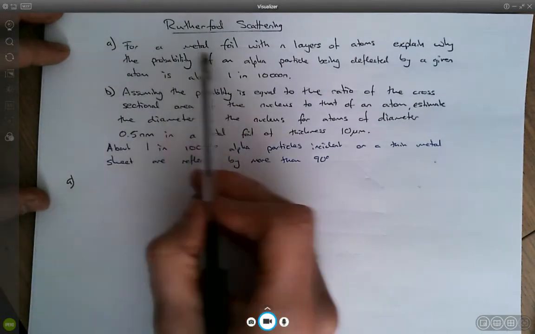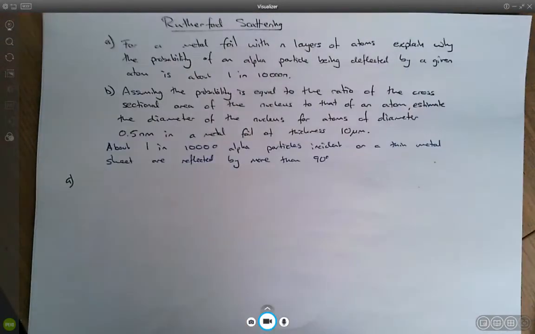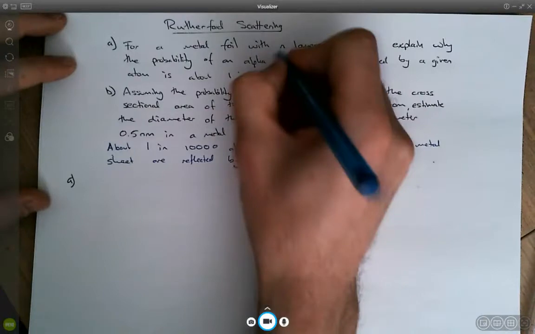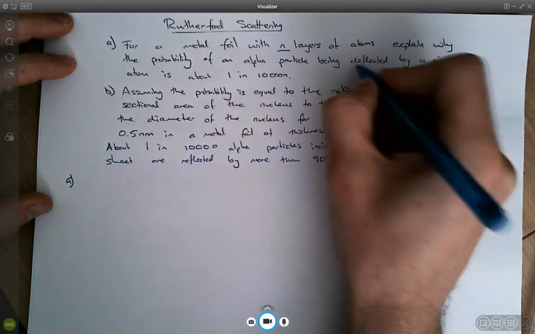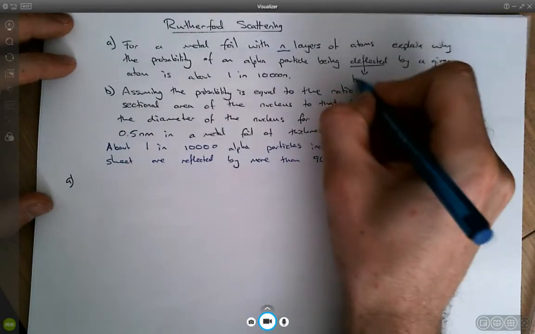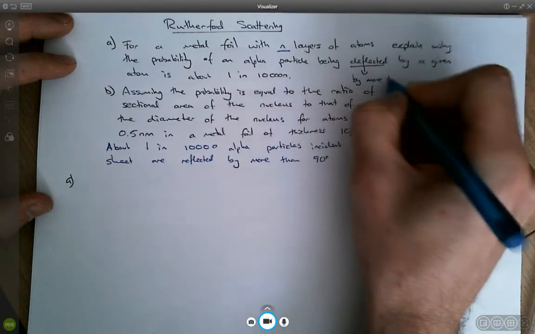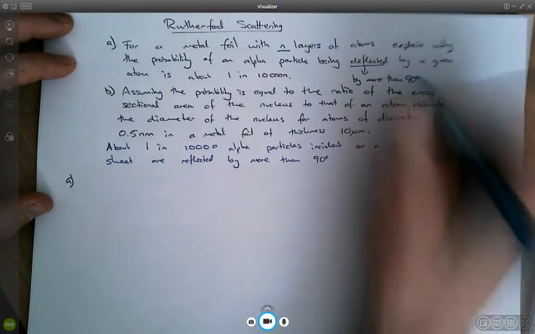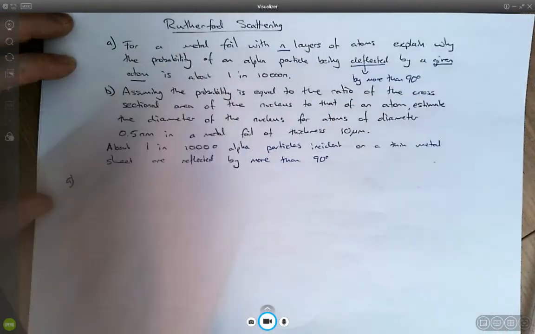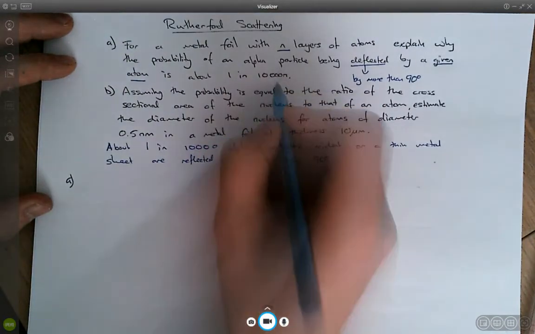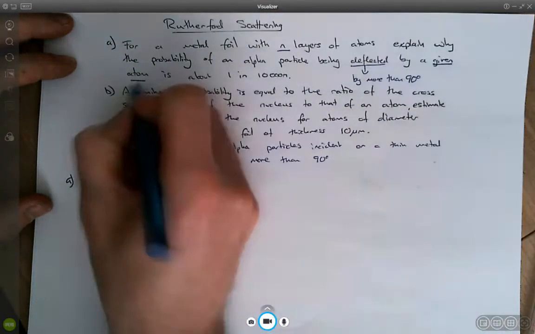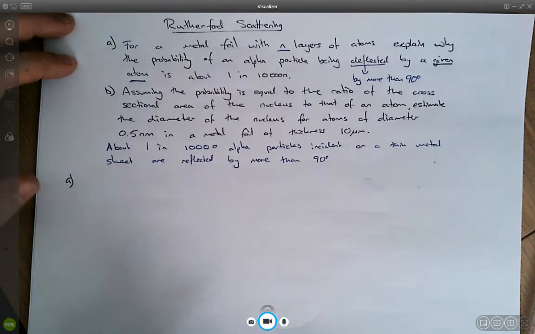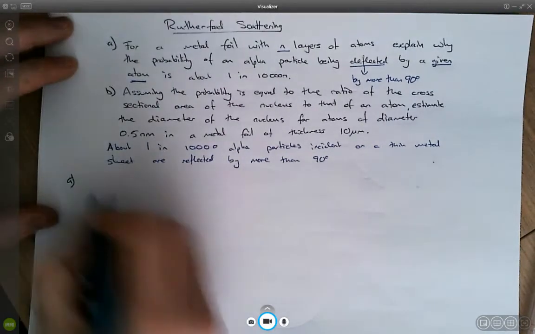For a metal foil with n layers of atoms, explain why the probability of an alpha particle being deflected, and when we say deflected, it means by more than 90 degrees, by a given atom is about 1 in 10,000 n. Now, importantly, it's by a given atom, and I'll explain why that's important in a second. So let's simplify it for a second.